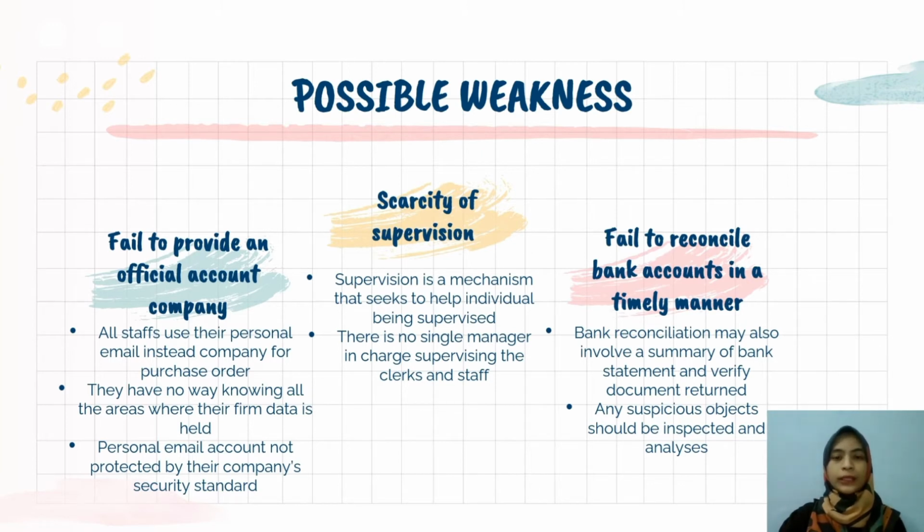Second, the company's scarcity of supervision. Supervision is a mechanism that seeks to help individuals being supervised. So there is no single manager in charge of supervising the clerks and staff in the company. Third, the company failed to reconcile bank accounts in a timely manner. Bank reconciliation may also involve a summary of bank statements and verifying documents returned. Any suspicious object should be inspected and analysed.